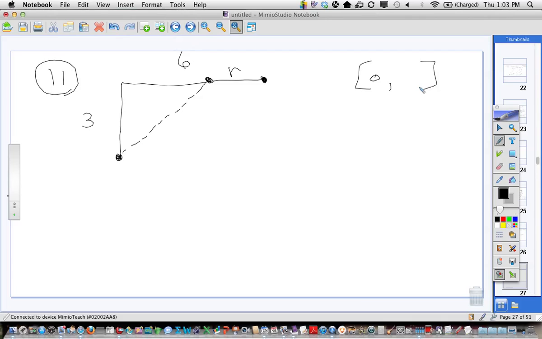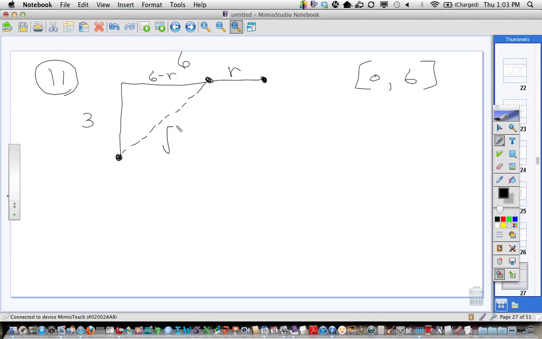And what's the most he could walk on the road? 6. If he decides to go straight up, I guess he could go west and then come back, but that'd be stupid. So if he goes straight up and then walks 6, R could be anywhere between 0 and 6. Okay, so we could take into account those two situations or anything in between if we draw a picture like this. All right, so if that is R, then what's this piece right here? 6 minus R. Okay, so then this piece, the hypotenuse, would be the distance he travels in the snow.